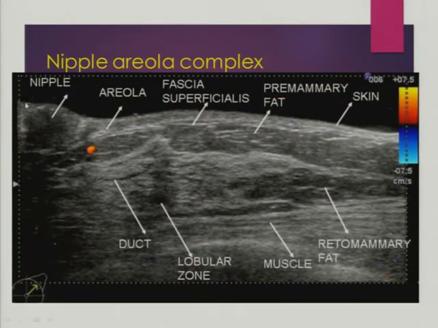This is how we can see the nipple in the ultrasound. We can also sometimes distinguish the areola area. This is the fat, and these small structures, black lines, are the ducts that we can follow towards the nipple.